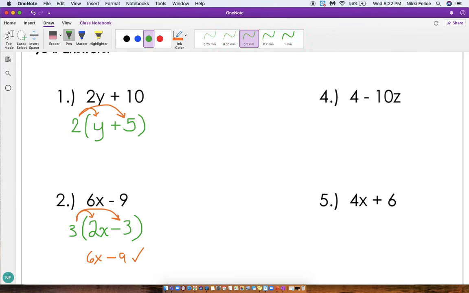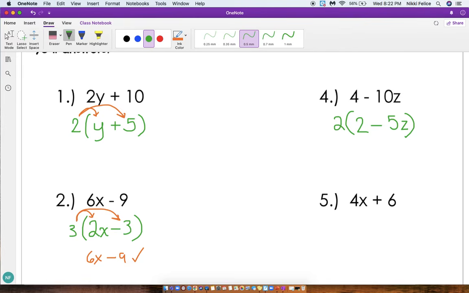Let's try this one up here, number 4. 4 minus 10z. Well, the greatest common factor between 4 and 10 is 2. So we're going to factor out a 2. We are going to divide out a 2. 4 divided by 2 is 2. 10z divided by 2 is 5z. So that is our factored expression.